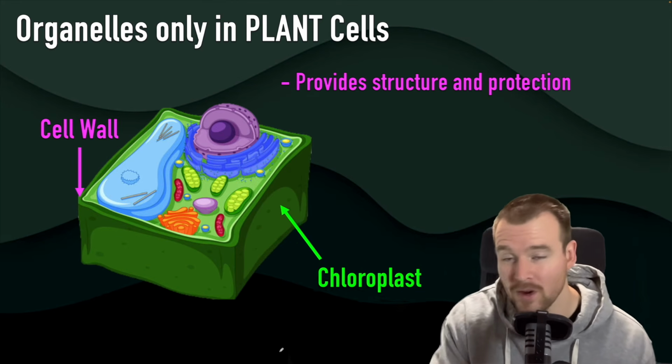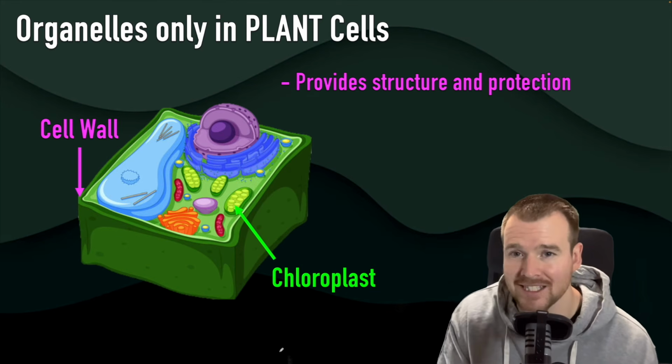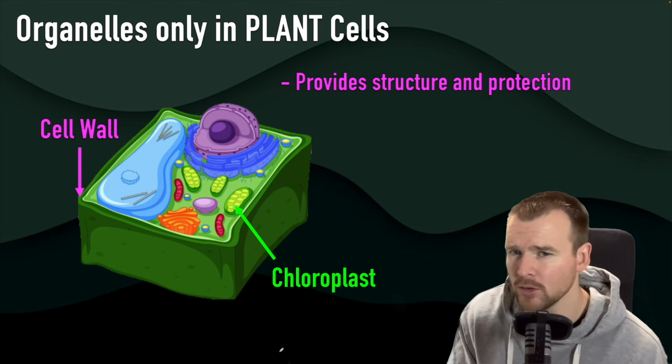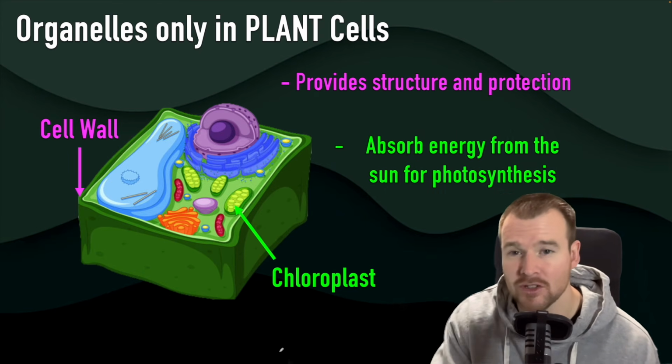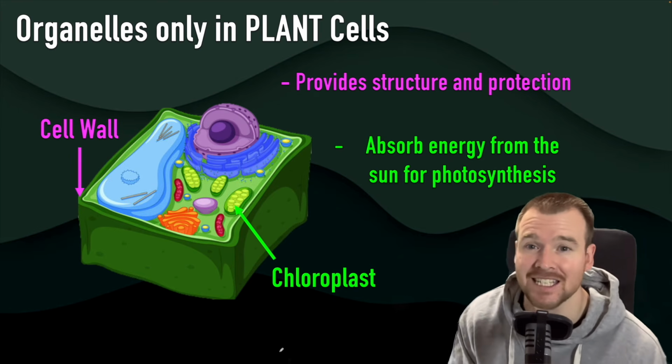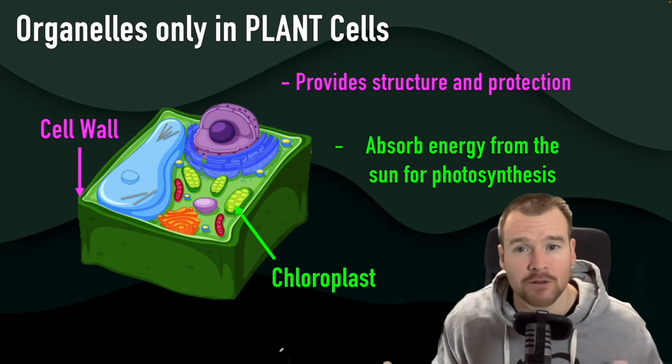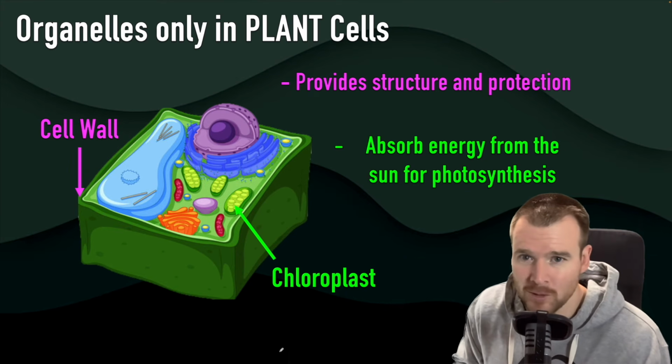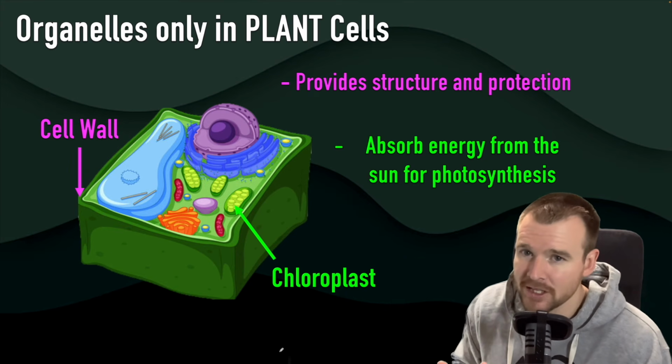Next, a pretty important one for the plant is the chloroplasts. The chloroplasts have chlorophyll, which is like a green pigment. It allows them to absorb sunlight for the process of photosynthesis. So they take sunlight, combine it with CO2 and water, and are able to make sugars or glucose. That's definitely unique to plants.